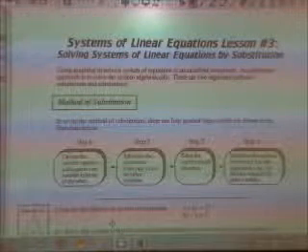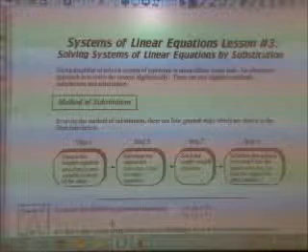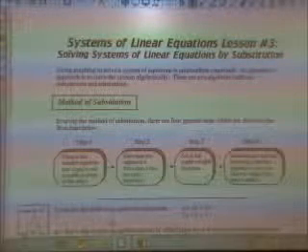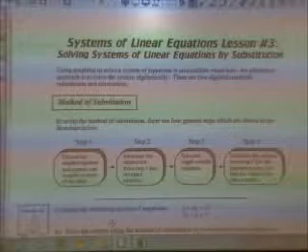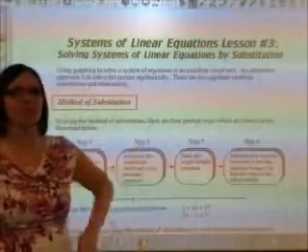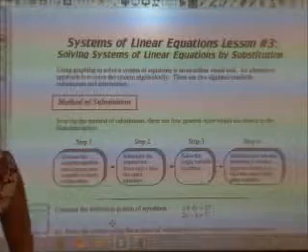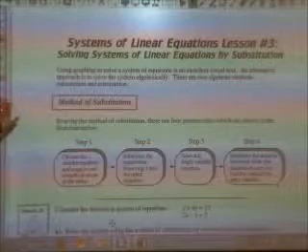Lesson 3 looks at solving these linear systems through algebra. And with lesson 3 specifically, we're looking at substitution. So there's a flow chart of what you can do that walks you through the steps. Before we look at that flow chart in depth, we're just going to jump into the first problem.